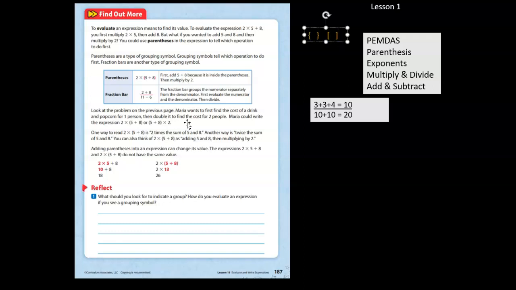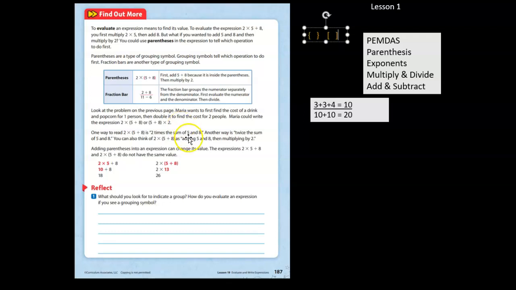Maria could write the expression as 2 times (5 plus 8) in parentheses, or she could turn it around and put (5 plus 8) times 2. We talked in the introduction video that commutative property means going back and forth. It doesn't matter which one you put first. You could say 3 plus 4, or you can say 4 plus 3, and you're going to get the same answer. Well, that's what's happening here. It doesn't matter which number you put first as long as you have your grouping correct.